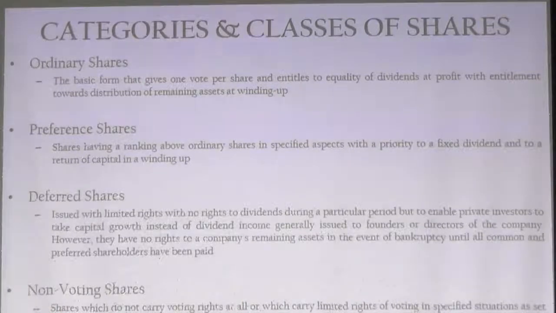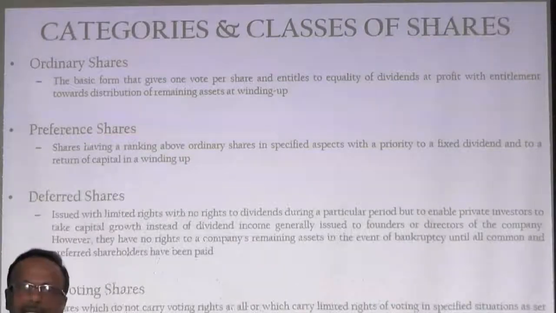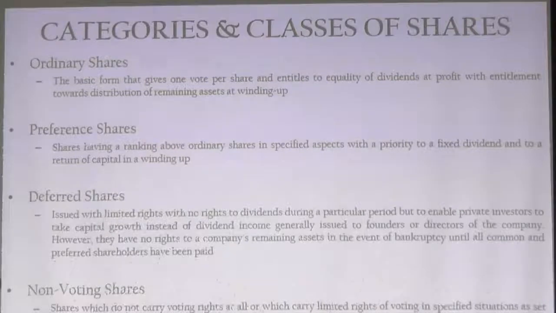The second category of shares are called preference shares or preferential shares. These shares have a ranking above ordinary shares, which means that these shares have been given on a preference basis to certain people who have an interest in the company in specified aspects, with a priority to a fixed dividend, where they obtain a fixed dividend at profit every year based on the number of preferential shares that a particular shareholder is holding. And to a return of capital, what he has invested in the company, he would be entitled to obtain at the time of a winding up of a company or at its dissolution.